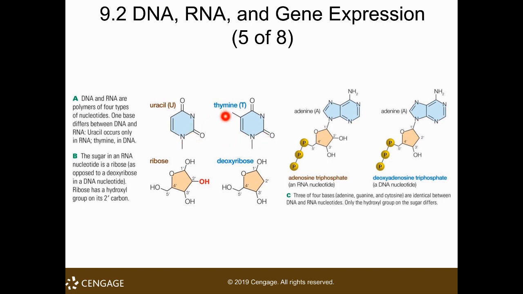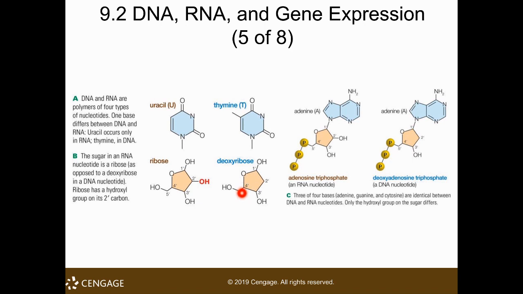The difference is that thymine has its methyl group here, while uracil has no methyl group here. But generally, they are the same. That's why uracil can also base pair with adenine. And then you have your ribose sugar. As I told you, the carbon in the second position contains a hydroxyl group in the ribose, but it's absent in the deoxyribose.